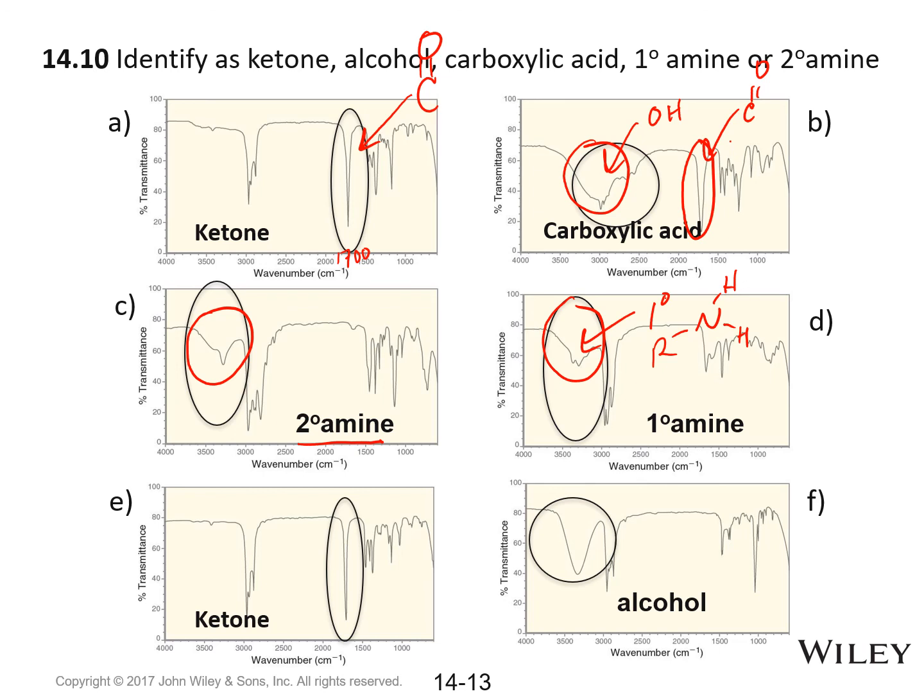For E, we have a ketone. We have our carbonyl around 1700-ish, roughly 1700, and there's no other diagnostic peak, so that tells us it's a ketone. And in spectrum F, this is definitely an alcohol because we have the broad peak around 3400, and there's no carbonyl peak, which indicates that it's not a carboxylic acid, but definitely an alcohol.